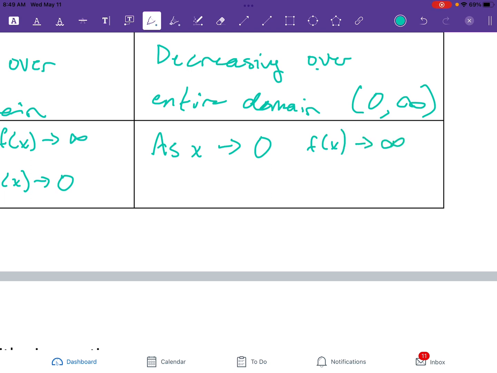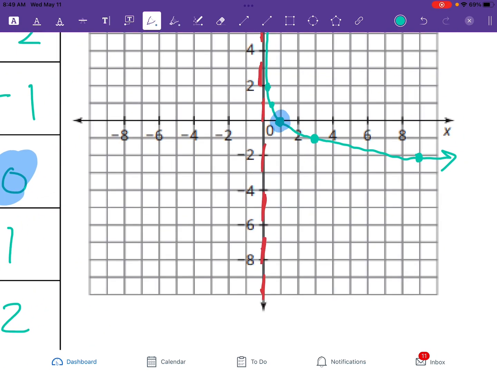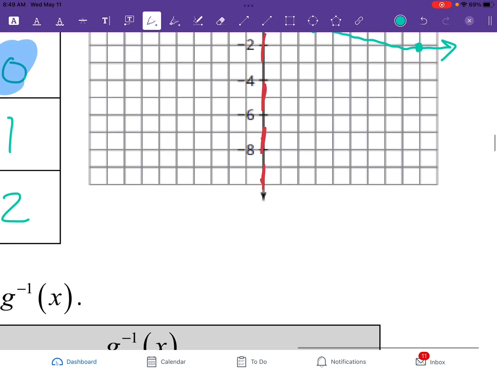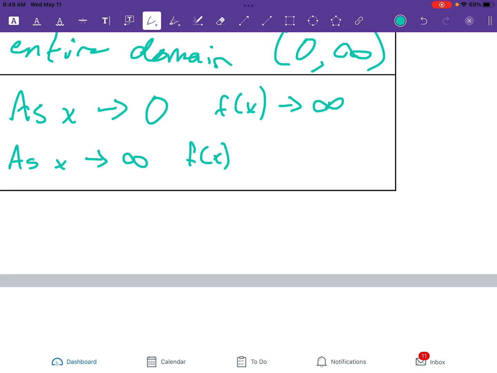All right. Then on the other side, as x goes to the right, it approaches positive infinity. Let's go back up and look at the graph. So it's going to the right, approaching positive infinity, and as it goes to the right, it's also going down towards negative infinity.